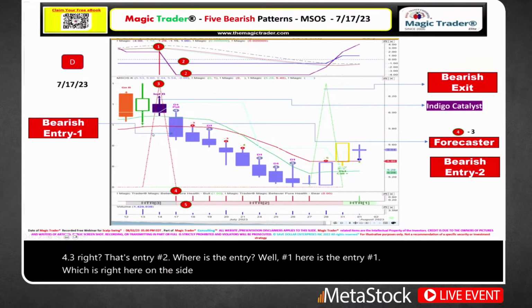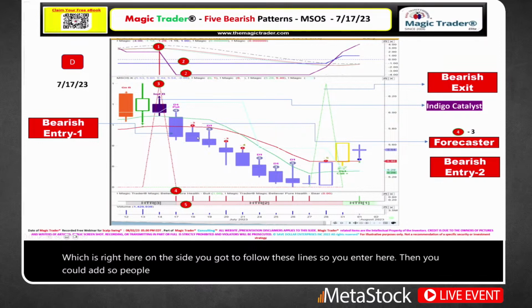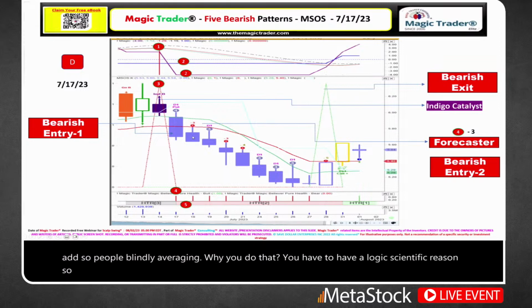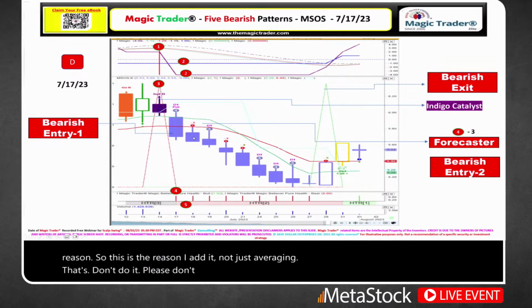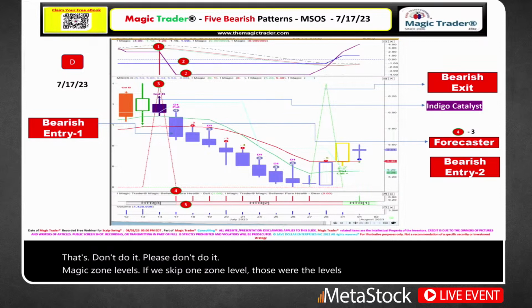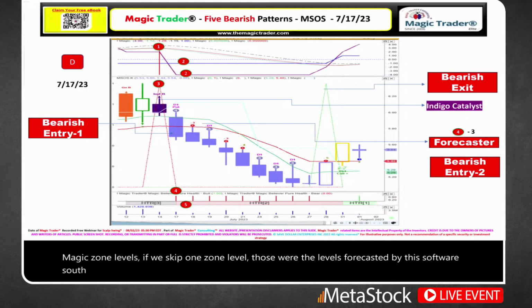You got to follow these lines. So you enter here, then you could add. So people blindly averaging. Why do you do that? You have to have a logic, a scientific reason. So this is the reason I added, not just averaging. Don't do it. Please don't do it. Magic zone levels, if we skip one zone level, those were the levels forecasted by the software. So there will be buying coming through.